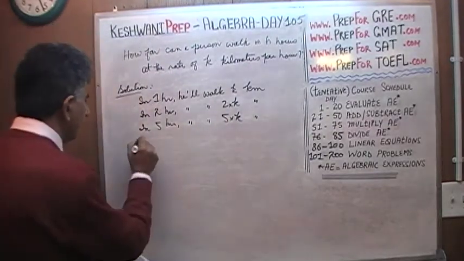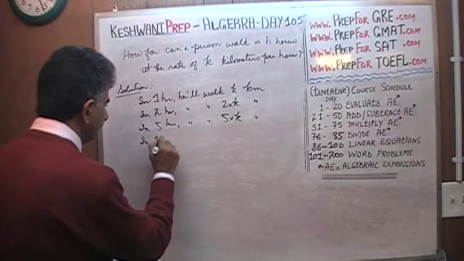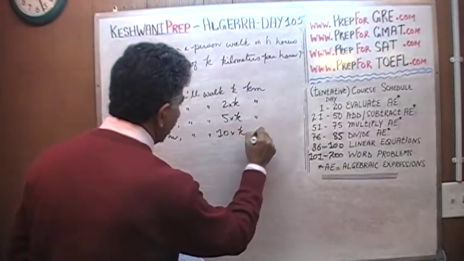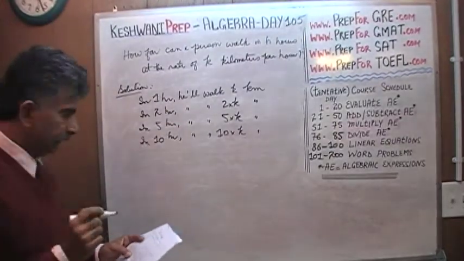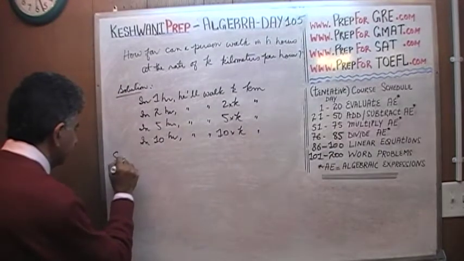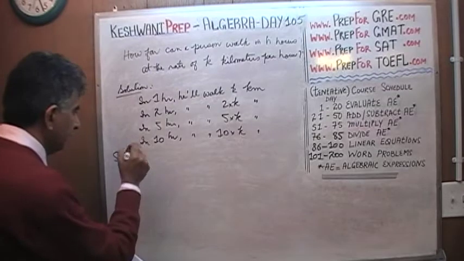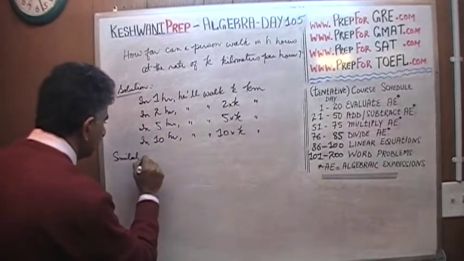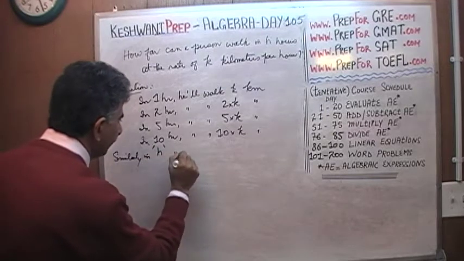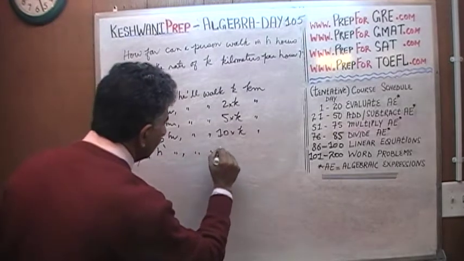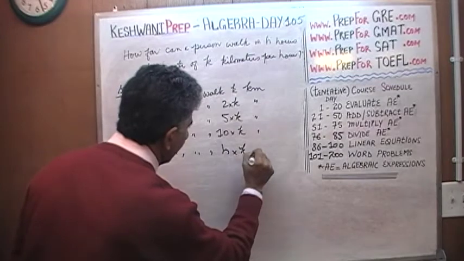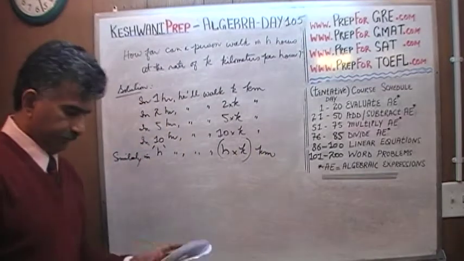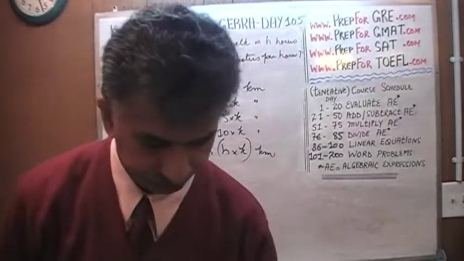How far will he go in 10 hours? In 10 hours, he will go 10 times k kilometers. Similarly, here we are asked in H hours. In H hours, he will go H times k kilometers. Voila. There is your answer.